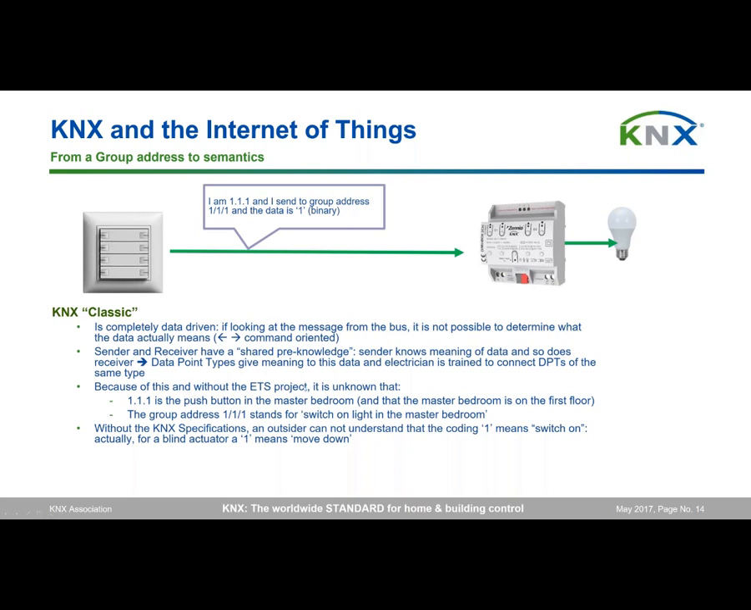Because of this, and without the ETS project, it is unfortunately not possible to know that the address 111 is actually the push button in the master bedroom, and that the master bedroom is on the first floor. And the group address 111 stands for switching on the light in the master bedroom. This data is not visible on the bus, and this data is only stored in the ETS project. It's not stored somewhere in the installation.